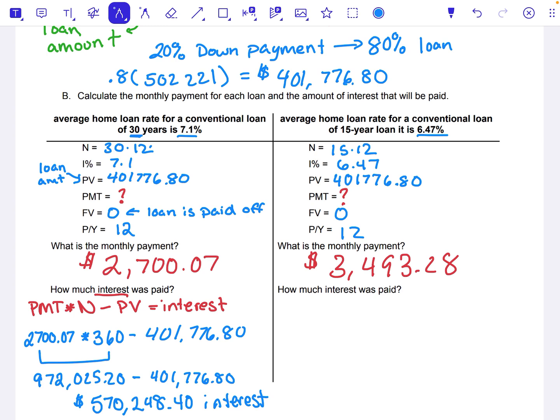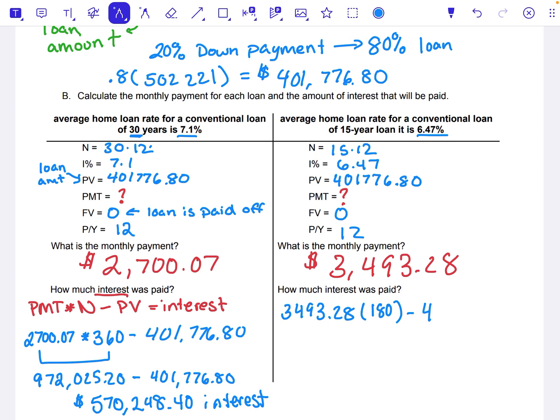Now, let's take a look at this 15-year loan, because on the surface you go, well, I'm paying more per month, so clearly I don't want that loan. But if I take that monthly payment, and now I say, I'm not paying that 360 times, I'm actually only doing it half the amount of times.